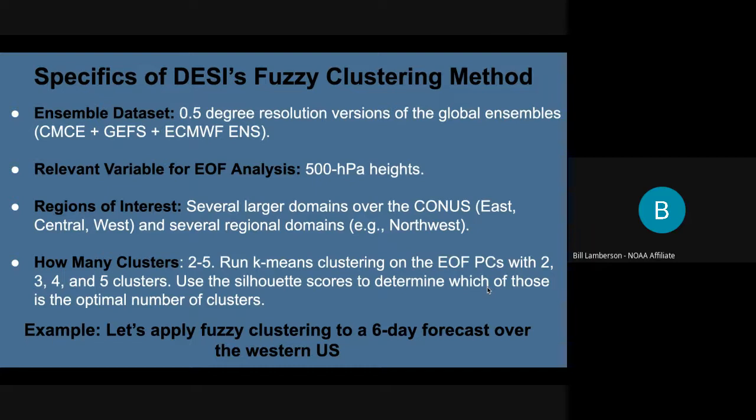The regions of interest will be several larger domains over the CONUS, for example, the East, Central, and West, and also several smaller regional domains, for example, the Pacific Northwest. So how many clusters are appropriate? Generally 2 to 5 clusters is appropriate, but what we do is run k-means clustering on the EOF PCs with 2, 3, 4, and 5 clusters, and then we use what's called the silhouette score to determine which of these is the optimal number of clusters.